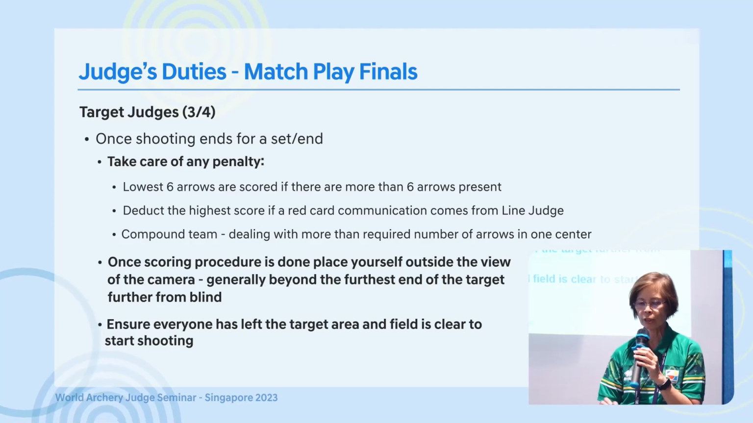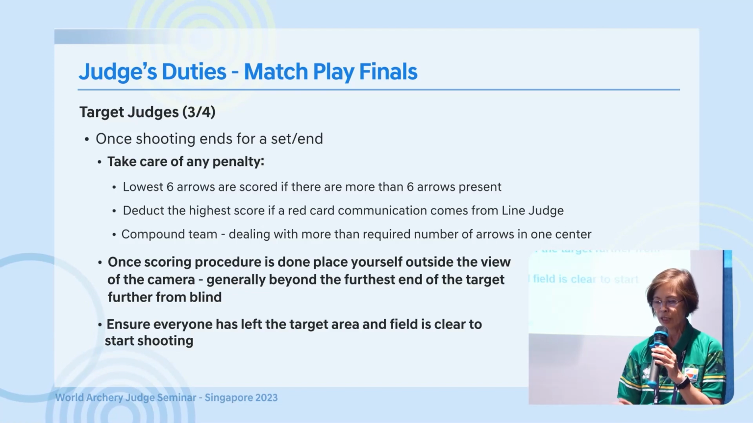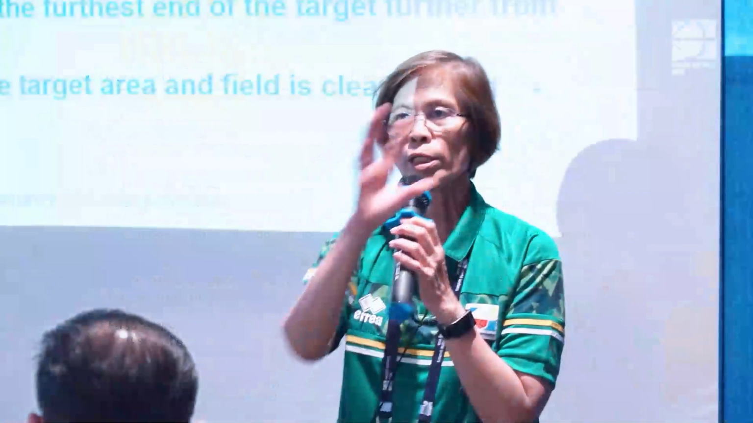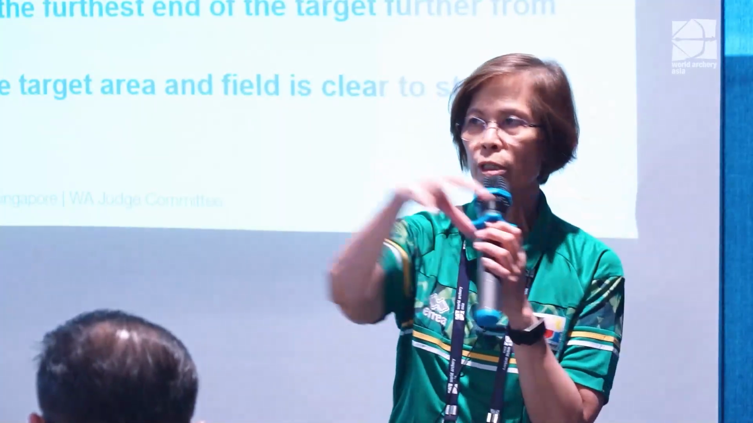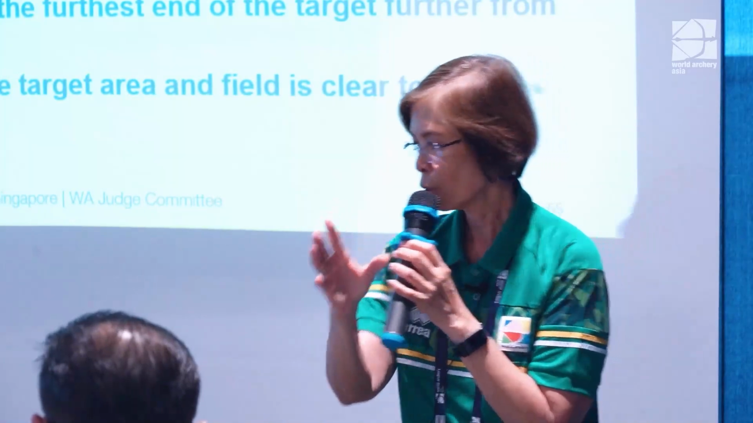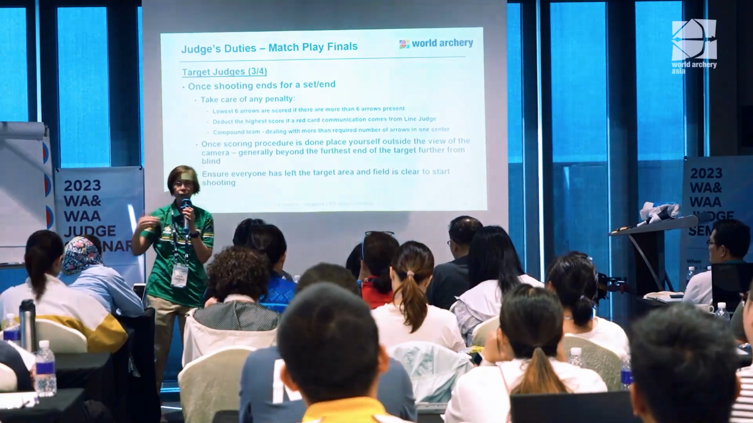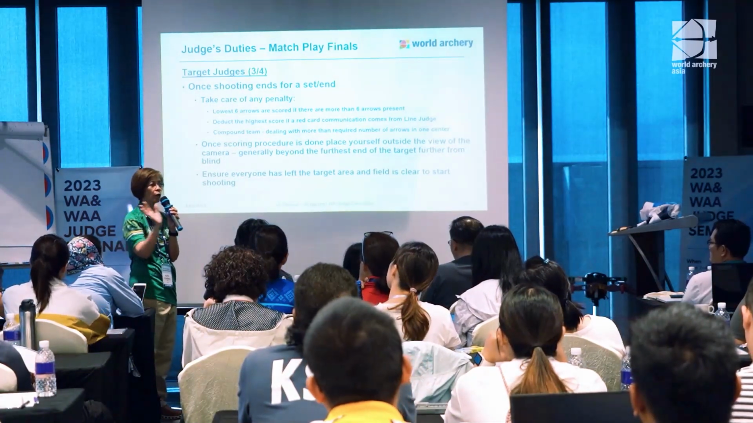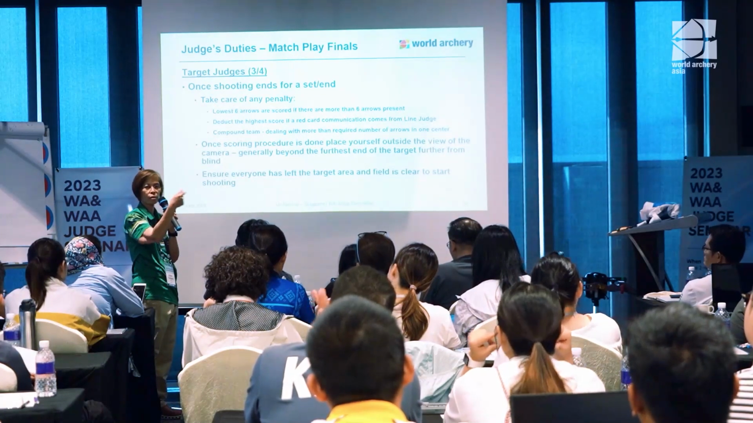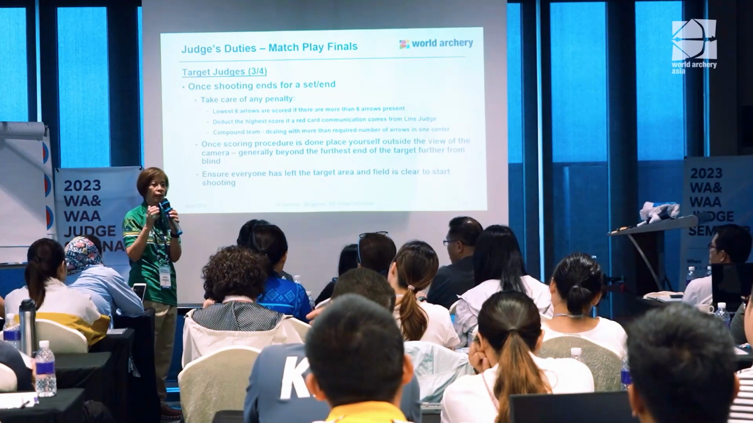Now, once the scoring procedure is done, place yourself outside the view of the camera, generally beyond the furthest end of the target from the blind. So once everything is done here, they've scored, this has been scored, you've called any doubtful arrows, you come out the far end, the blinds are over there, so you're here and you are waiting for the agents to mark the holes and then remove the arrows.